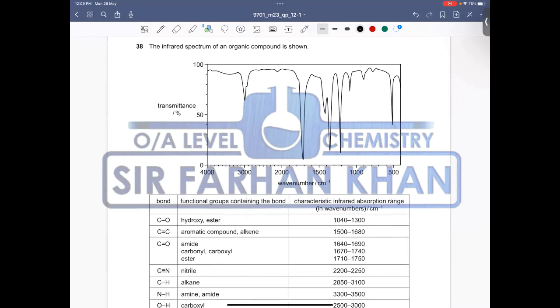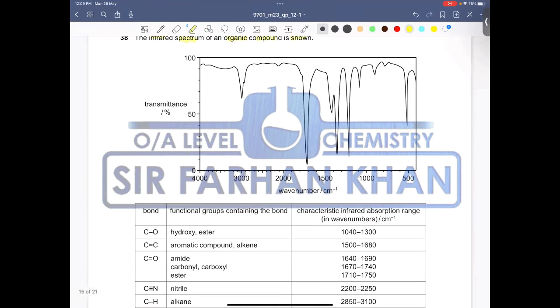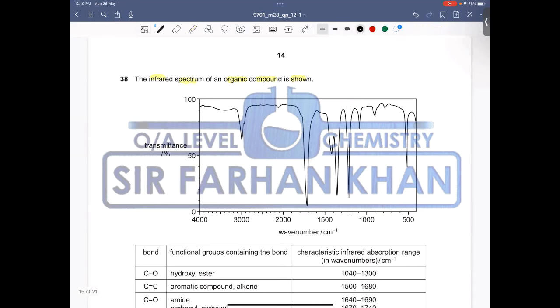In the next question, the infrared spectrum of an organic compound is shown. Which compound could give this spectrum? Now in this spectrum, we have this peak and it appears at 3000 centimeter inverse, not broad. So COOH absent. Obviously, alcohol is also absent at 3350 centimeter inverse. So alcohol absent, carboxylic acid absent.